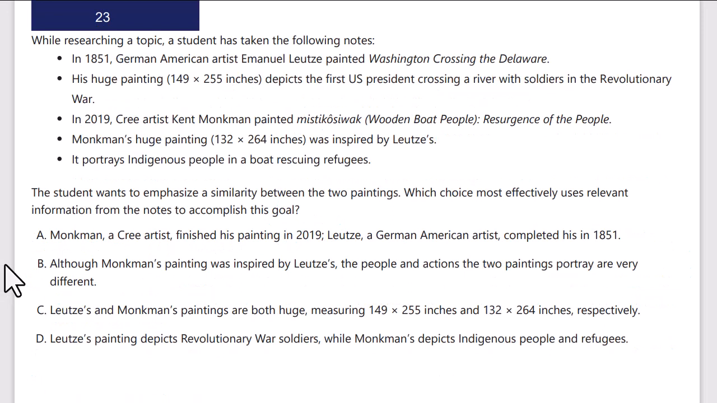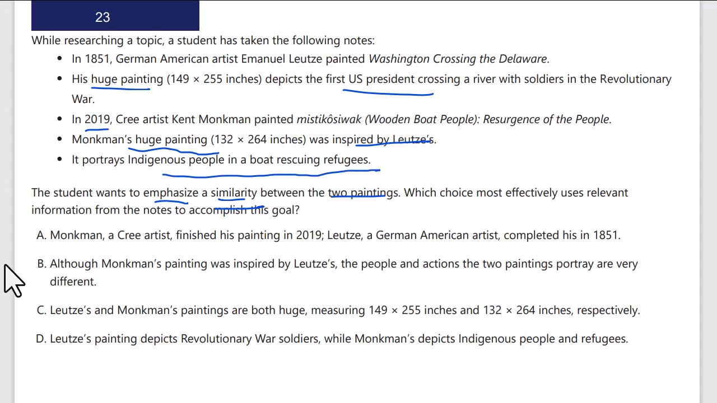The student wants to emphasize a similarity between the two paintings. So we've got German-American artist Leutze, who painted Washington Crossing the Delaware. His huge painting depicts the first U.S. president crossing the river with soldiers in the Revolutionary War. In 2019, artist Monkman painted Resurgence of the Wooden Boat People. Monkman's huge painting was inspired by Leutze's. It portrays indigenous people in a boat rescuing refugees.